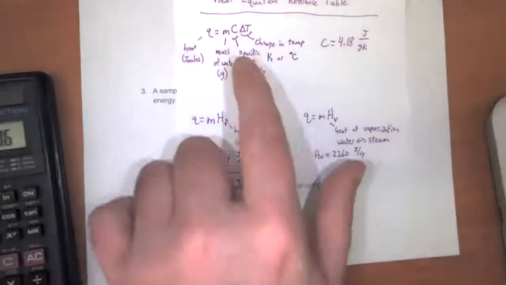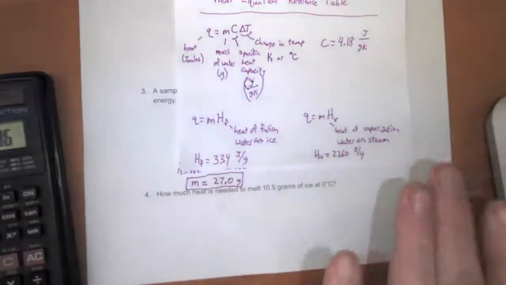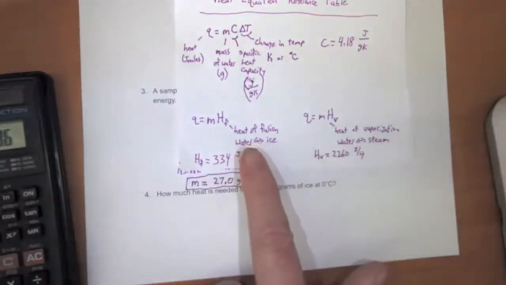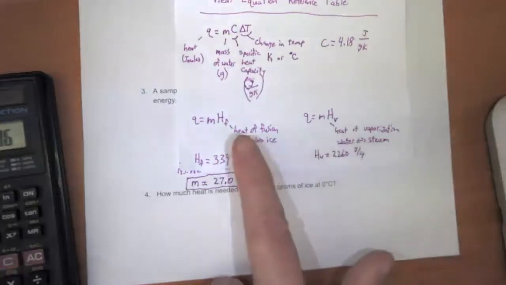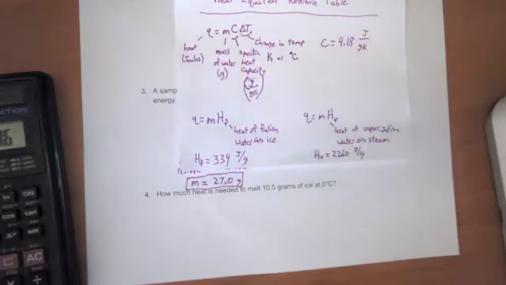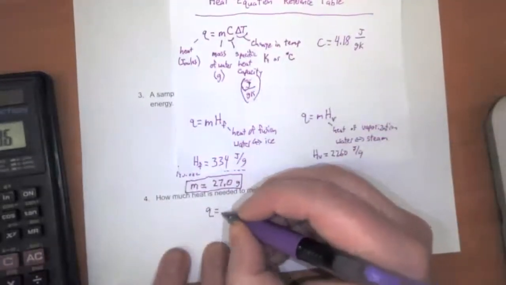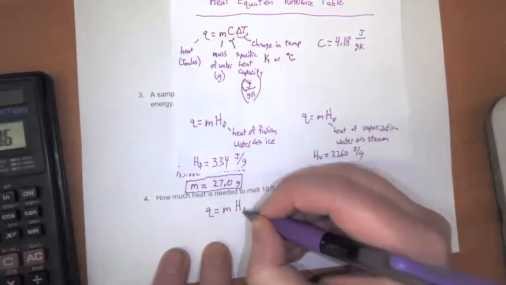So we're not talking about the specific heat capacity of water or of ice. We're going to talk about the heat of fusion. Okay, if we were going from water to steam at 100 degrees Celsius, we would use this equation, but we're going to use the heat of fusion equation for this problem. So Q is equal to M times H sub F.